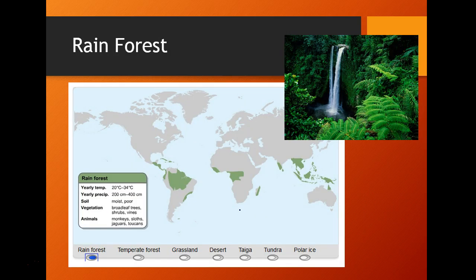The first terrestrial biome we're going to go over is the rainforest. You can see shaded in green here, all of these are areas that are considered rainforests. For the rainforest, they have warmer temperatures, lots of precipitation, and their soil is moist and poor. For vegetation, there are lots of broadleaf trees, shrubs, and vines, and there's a huge variety of animals present as well. You can see lots of water and very lush vegetation.